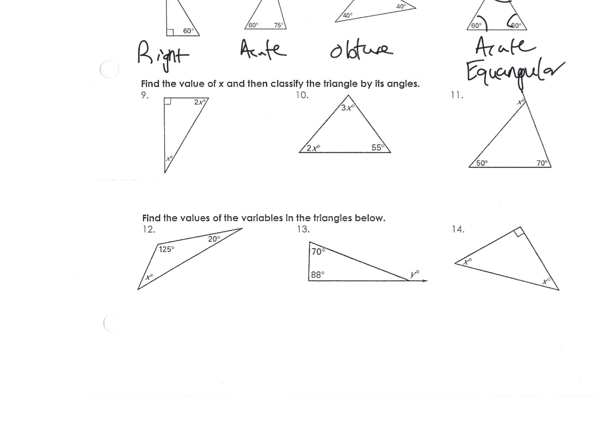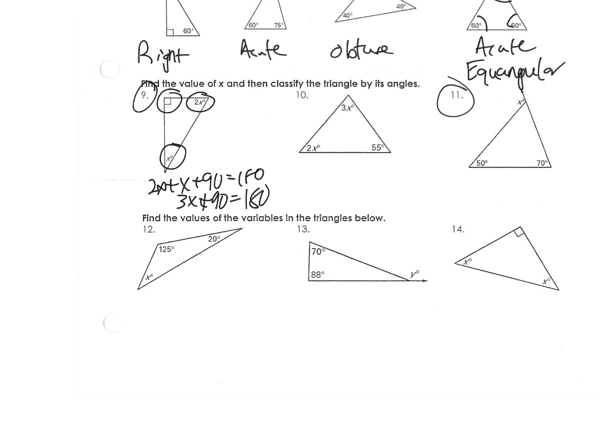Number 9, find the value of x. So again, I'm just going to do one of these. I'm going to do 9 and I'm going to do 11. So remember that all triangles add up to be 180. So I know that 2x plus 90 has to be equal to 180. So I get that 3x plus 90 equals 180. When I solve for x here, I get that x has to equal 30. Now when I plug it back in, this angle would have to be 60.